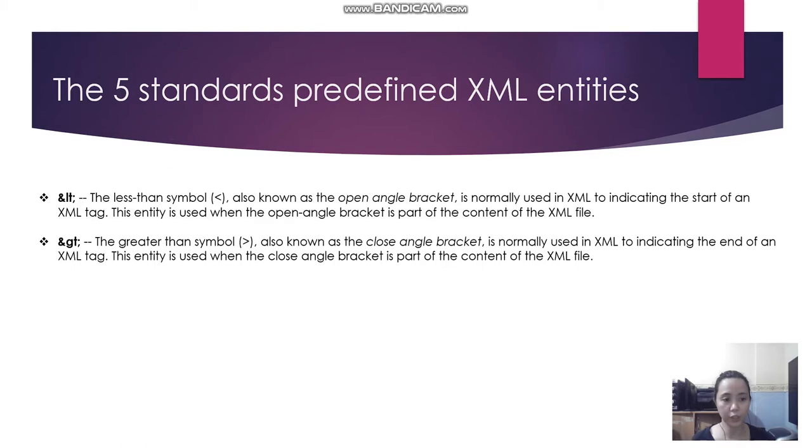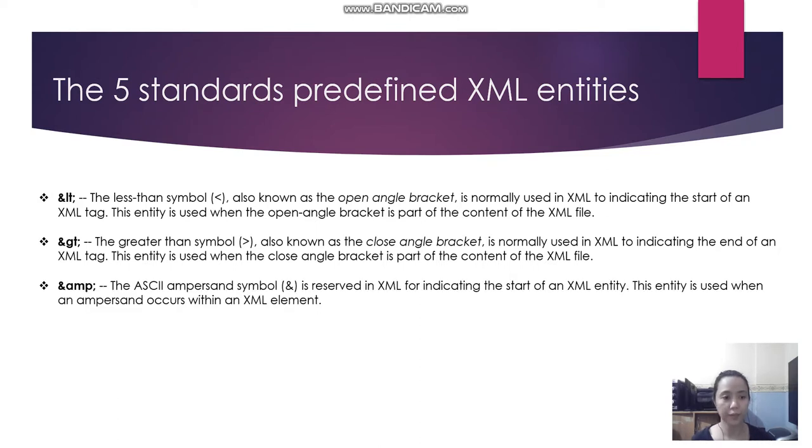And then &gt;, the greater than symbol, also known as the close angle bracket, is normally used in XML to indicate the end of an XML tag. This entity is used when the close angle bracket is part of the content of the XML file. And the other one is &amp;, the ASCII ampersand symbol, which is reserved in XML for indicating the start of an XML entity. This entity is used when an ampersand occurs within the XML element.